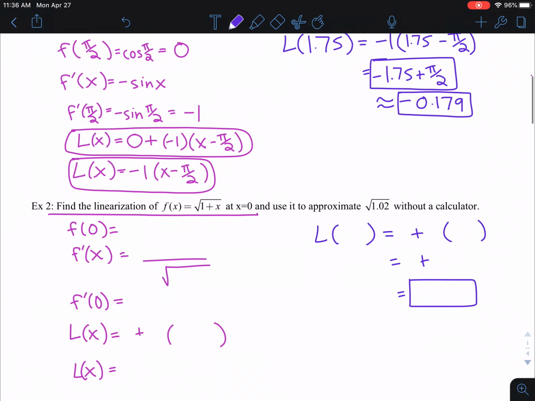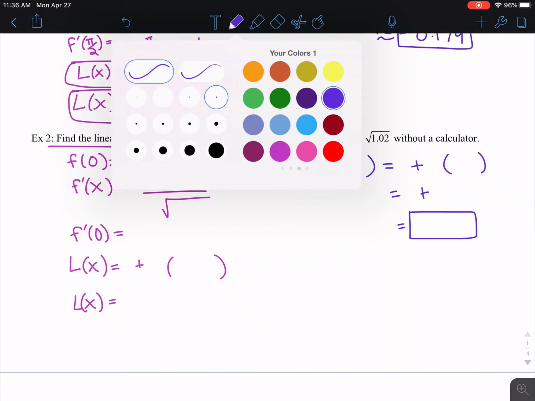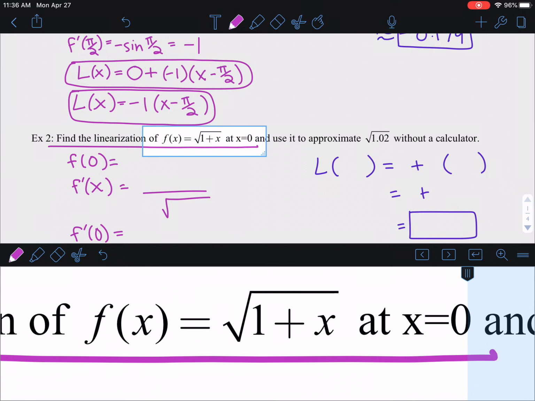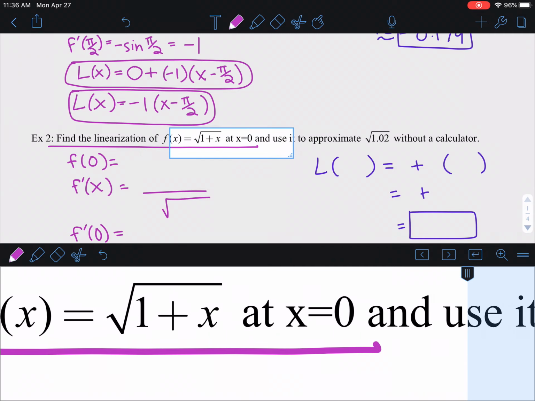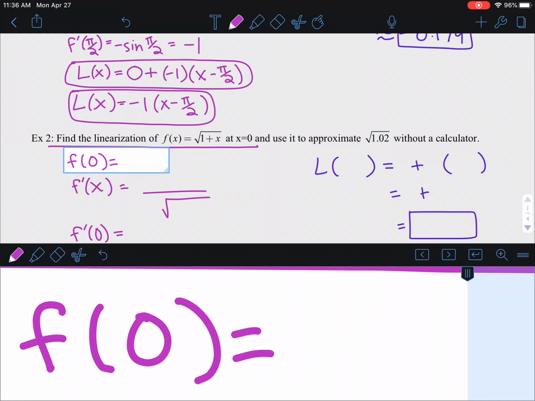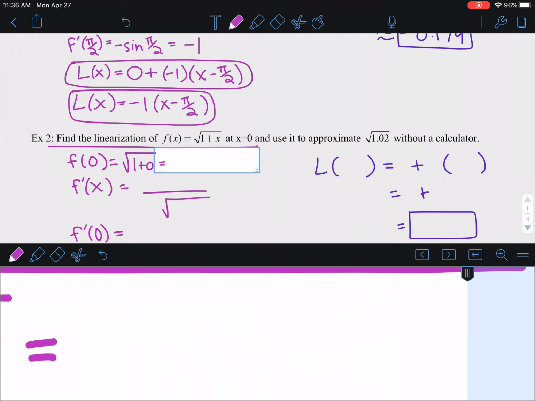Okay, example 2. Find the linearization of f of x equals root 1 plus x at x equals 0. Full stop right there for a second. Okay, let's do that first. That just means find the equation of the tangent line. So the first thing I'm going to do is get my point. So let's plug 0 in. So f of 0 is the square root of 1 plus 0, which is the square root of 1, which is just 1. So that one's easy.